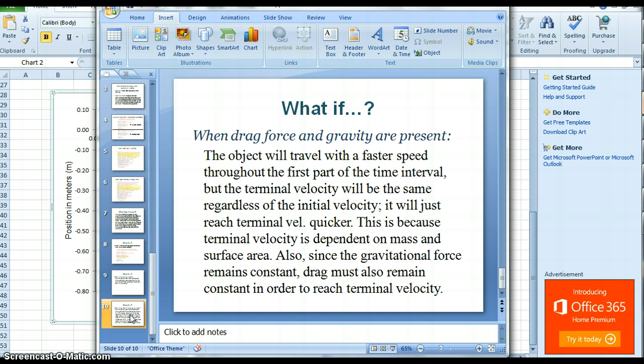This is because the terminal velocity is dependent on mass and surface area. And also, in order to get that terminal velocity, the net force has to equal 0 at some point. And for that to happen, the gravitational force and the drag force have to be equal to each other, but in opposite directions, or opposite values. And so since the gravitational force does not change at all, the drag force will not really change either, and thus the terminal velocity will not change.